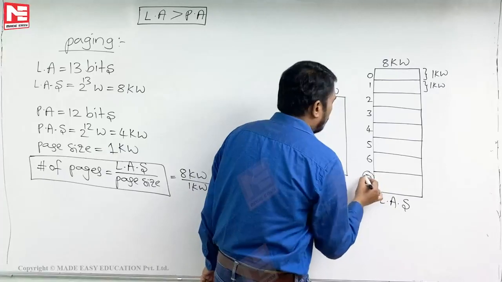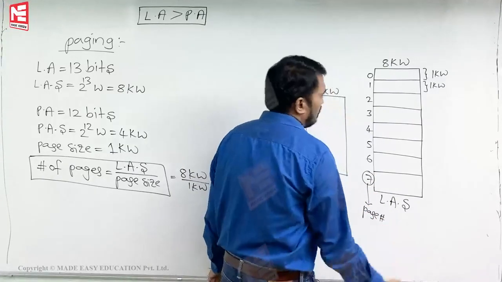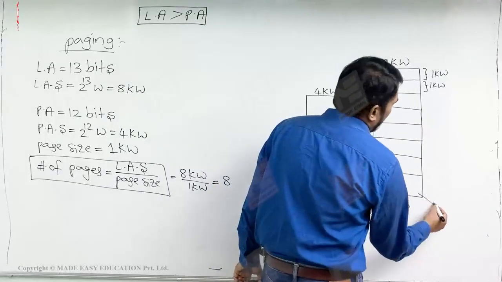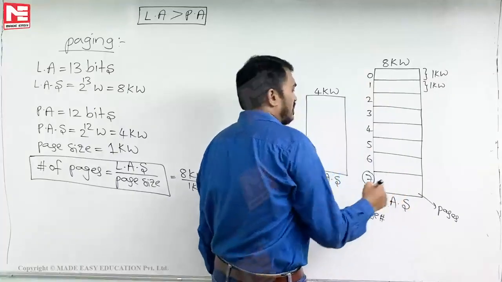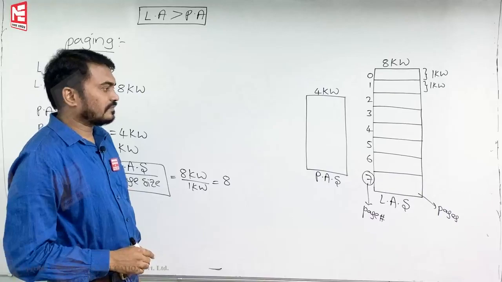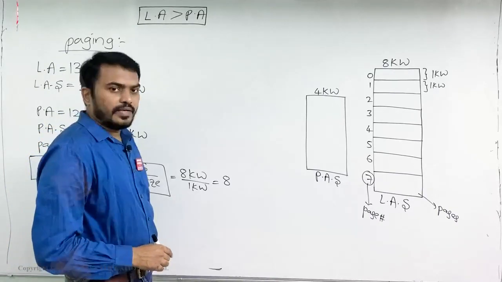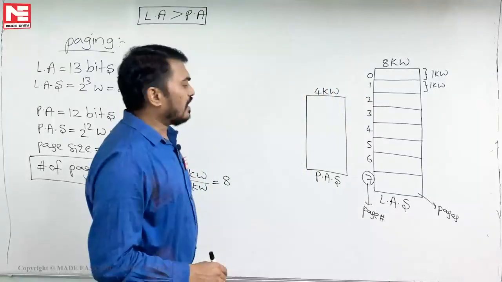So what is this here? This is the page number. So these are the pages: page 0, 1, 2, 3, and the other pages. Copy all this. Page number. For number I am writing hash. Hash means number.